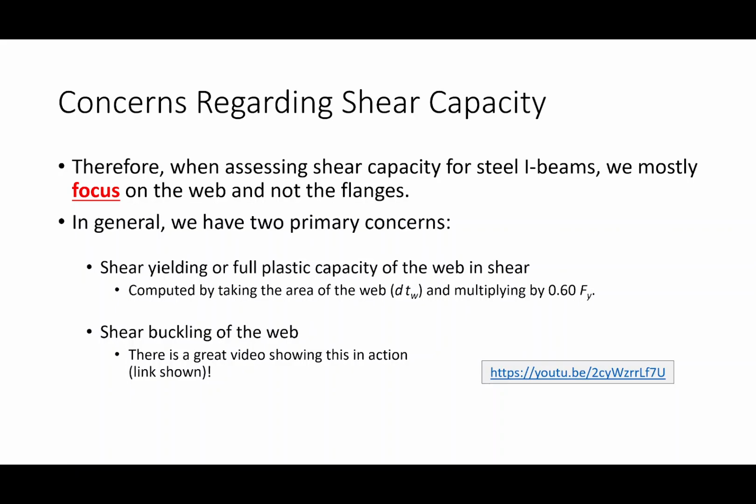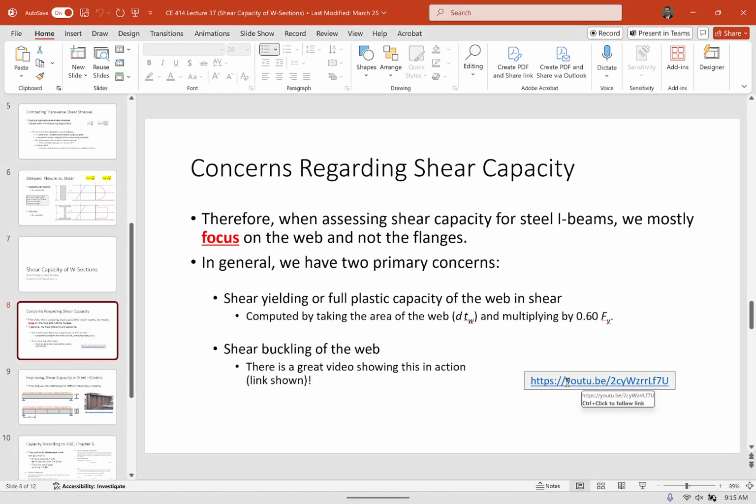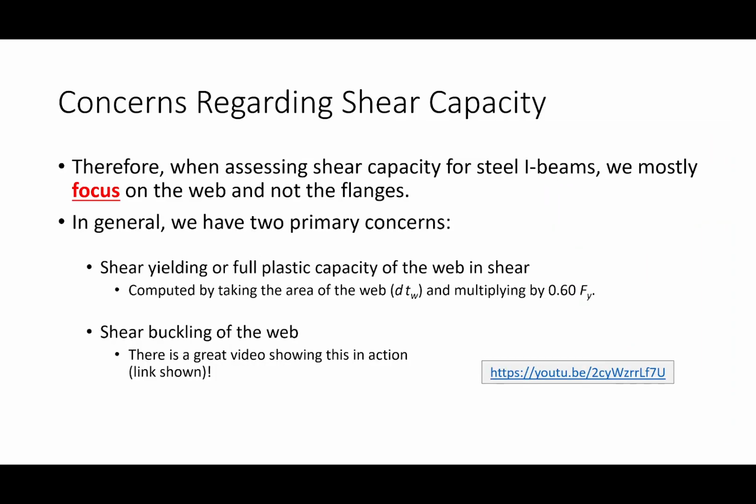Let me talk a little bit about shear buckling, okay? So let me sort of show you this. So the other thing I'll say is that whenever you have a steel element, it fails at a 45-degree angle in shear and it buckles.